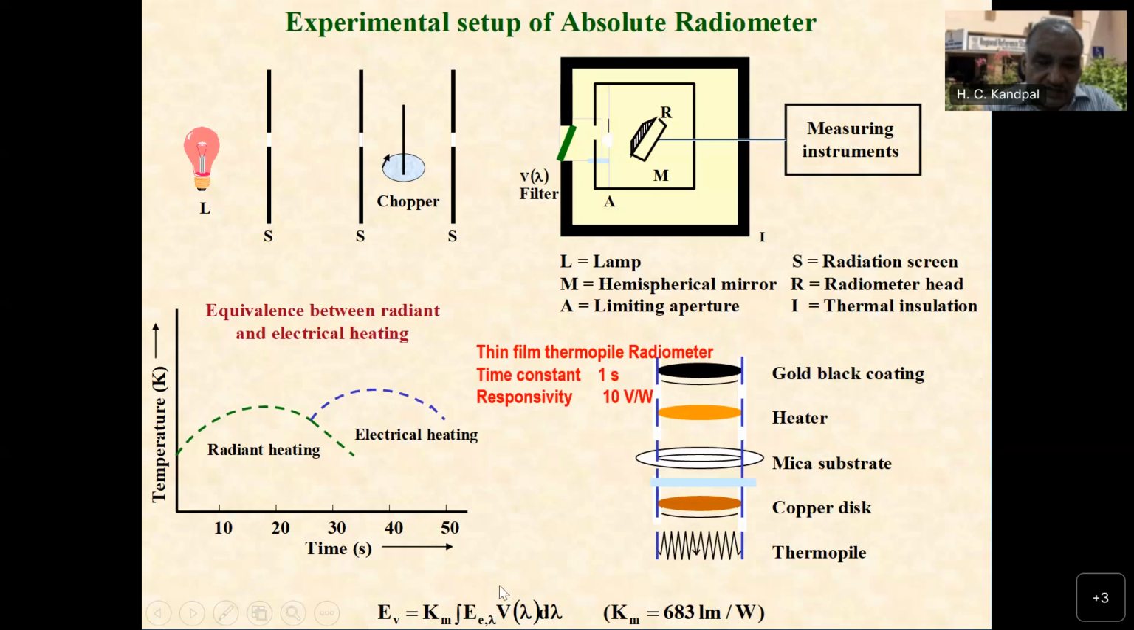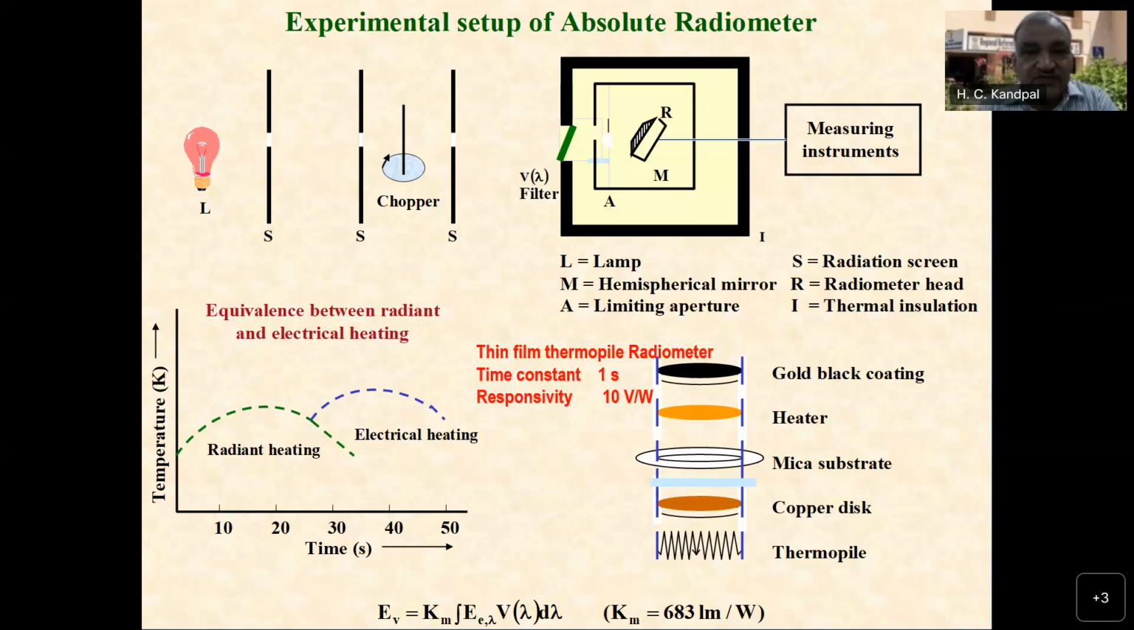So E_v is equal to Km into E_e lambda, which we have done with the help of the radiometer. Since this radiometer has been combined with V lambda, we have this total parameter, E lambda V lambda d lambda, measured by means of this radiometer in the range of the V lambda parameter, that is 380 to 780 nanometers. When we multiply it by Km, we are measuring the illuminance produced by the lamp at a well-defined aperture, which is written as A here.